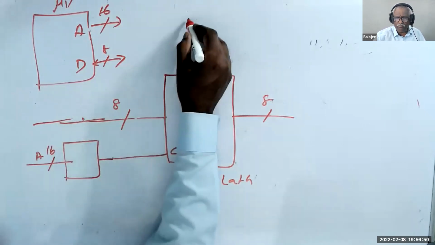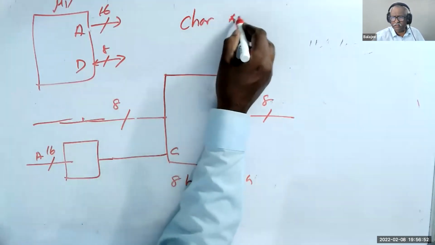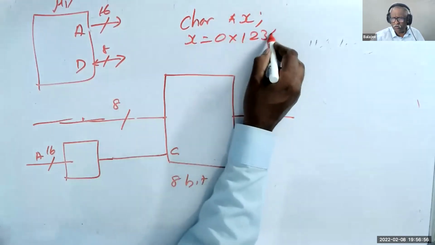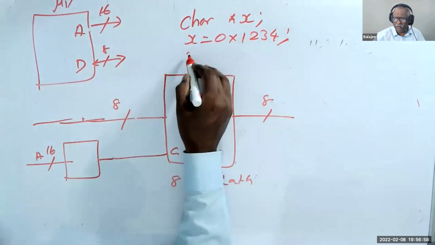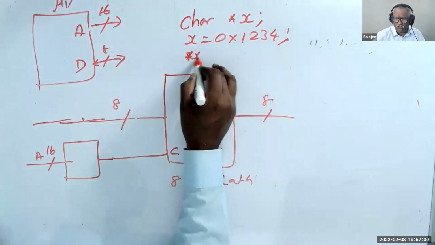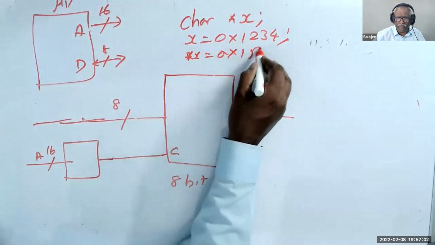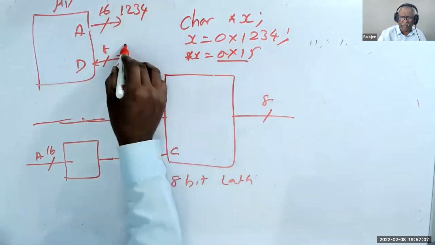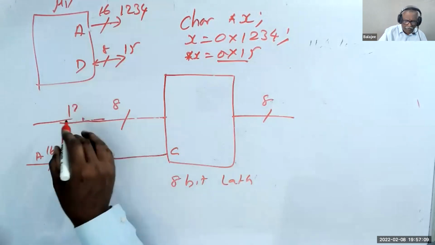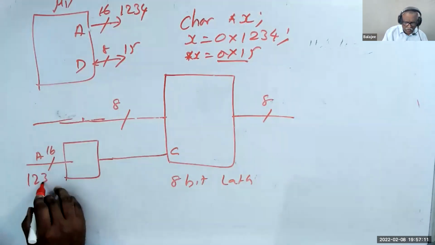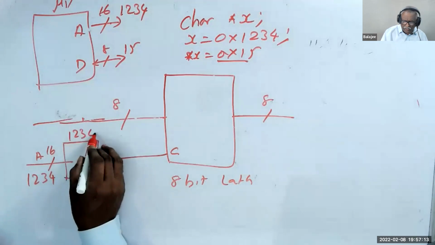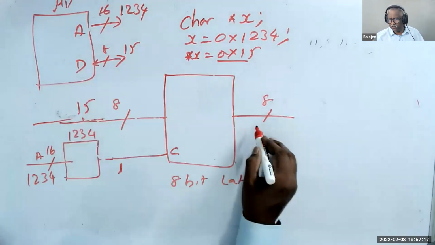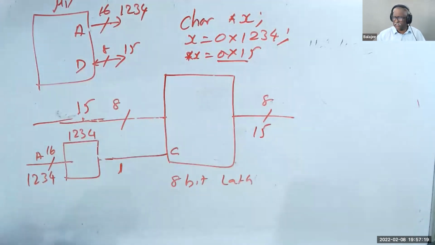Now, if you write a program, char *x, x is equal to 0x1234, and *x is equal to 0x15. Then this will give you 1234. This will become 15. Then 1234 will come here. Sorry, address. This is also named 1234. This becomes 1, and this is 15. The 15 will go here. This is actually the output.